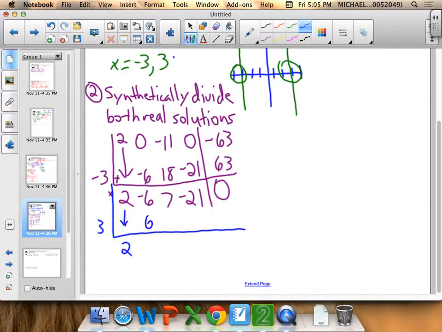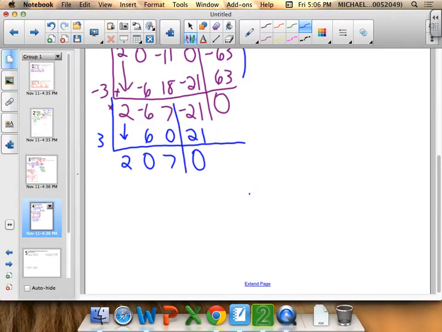3 times 2 is 6. -6 plus 6 is 0. 3 times 0 is 0. 7 plus 0 is 7. 3 times 7 is 21. Draw my remainder box. -21 plus 21 is 0. I didn't say this up here, but -63 plus 63 is also 0. I know I did that right because my remainder is 0. When you're doing this process, you should not get a remainder. If you did, that's a clue to go back and check your work.